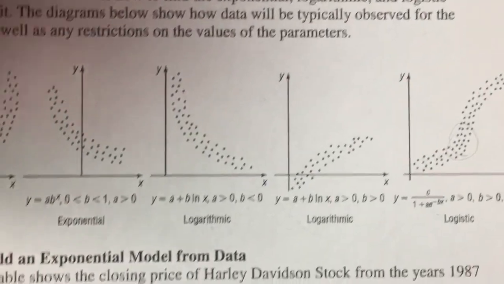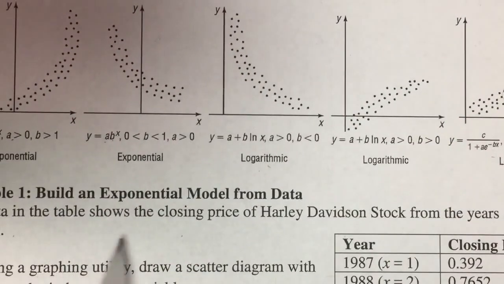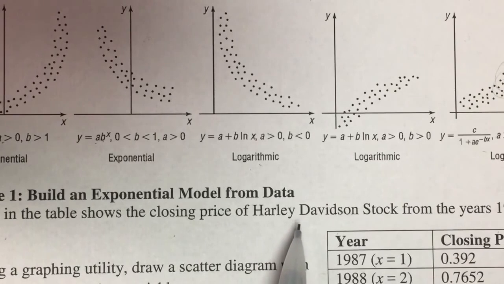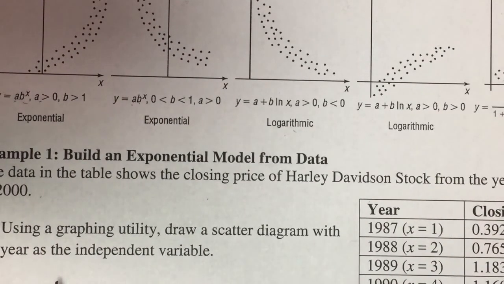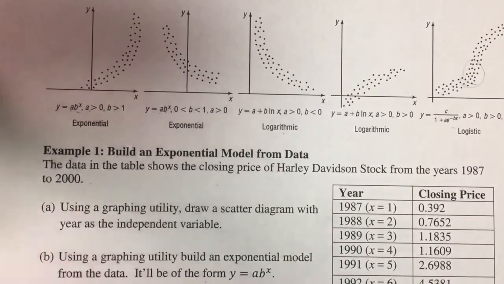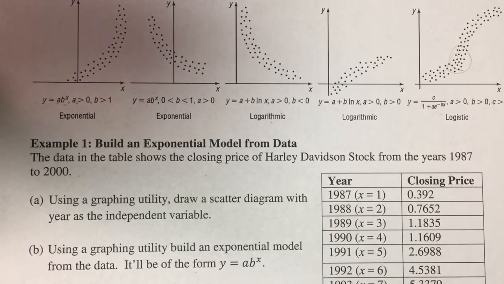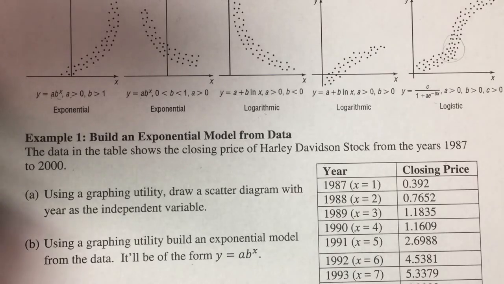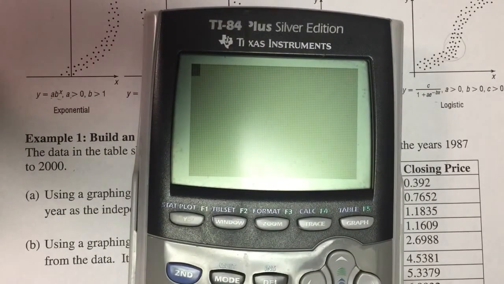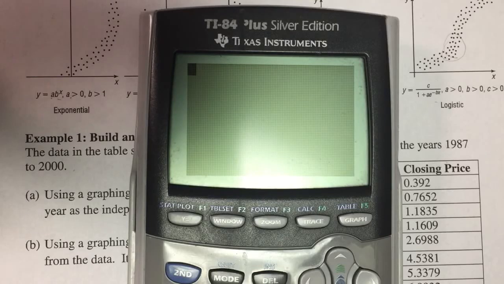If we look at our first example, it says the data in the table shows the closing price of Harley-Davidson stock from the years 1987 to 2000. Then it says, using a grapher, draw a scatter plot with the year as the independent variable. You can see in the chart, your year is your x's, starting with x equal 1 for 87, and your closing price is your y's. I've already put them into my calculator, but let me quickly remind you of how to get there.